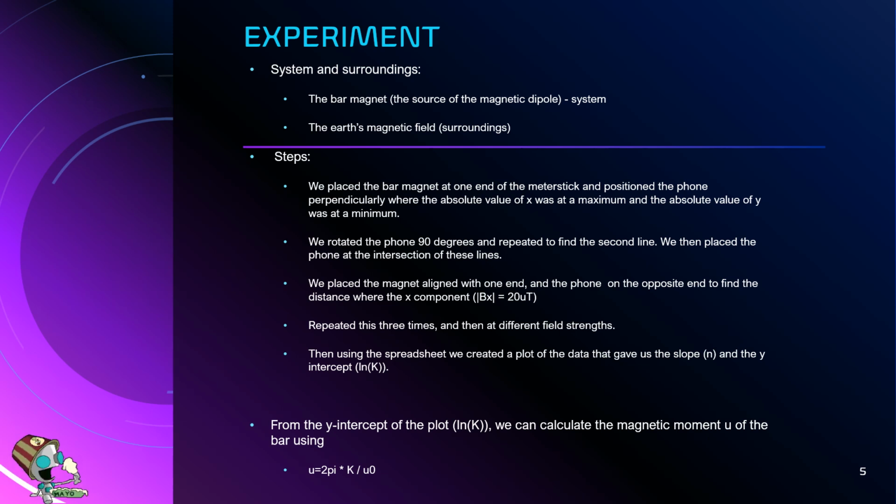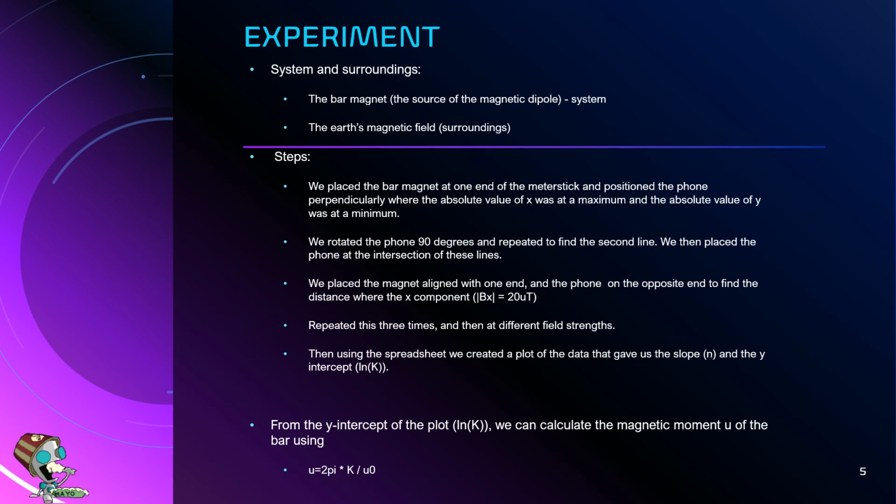The experiment itself. The systems and surroundings: the bar magnet, which was the source of the magnetic fields, and the Earth's magnetic field. Our steps. We placed the magnet on one end of the meter stick and positioned the phone perpendicularly where the absolute value of x was at a maximum and the absolute value of y was at a minimum.